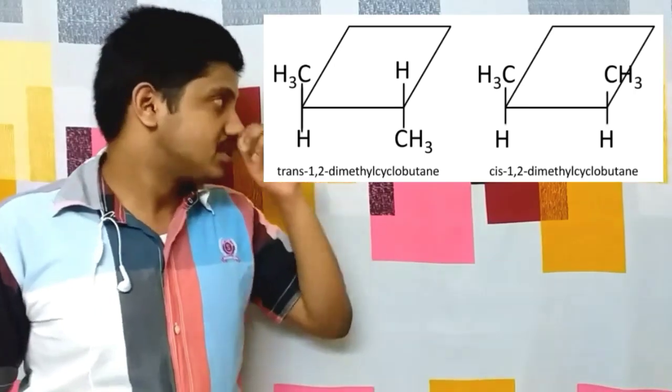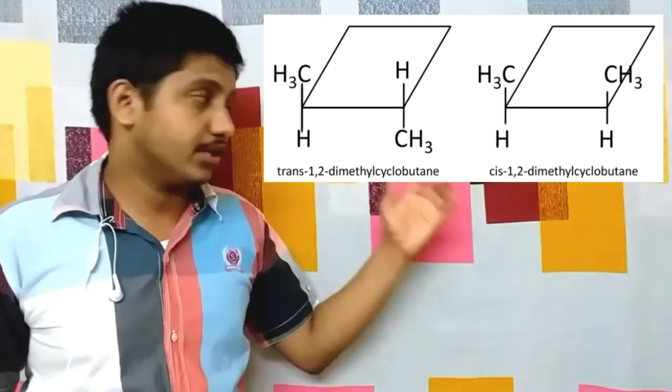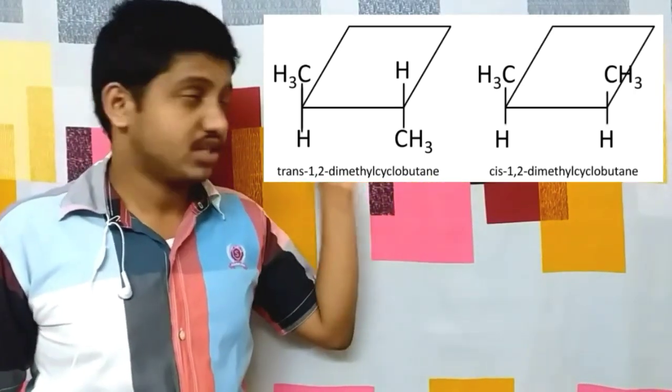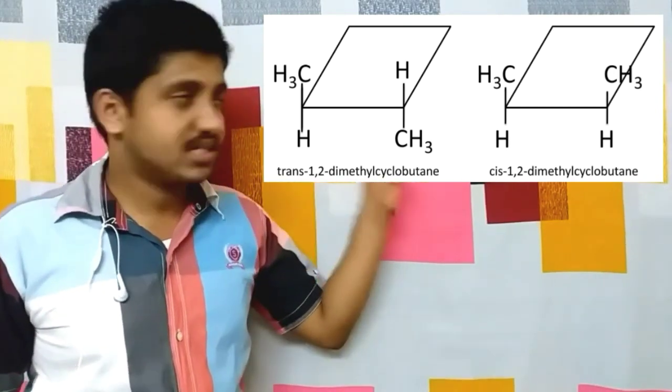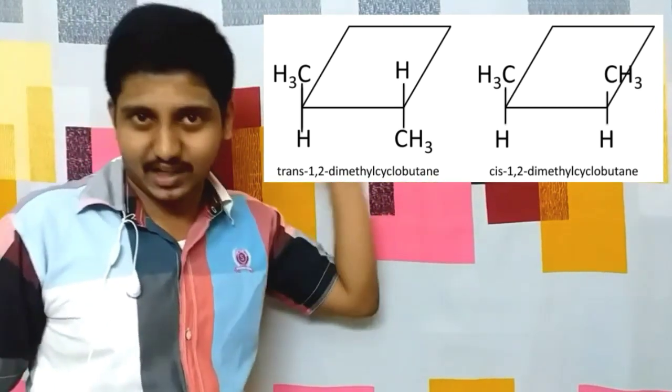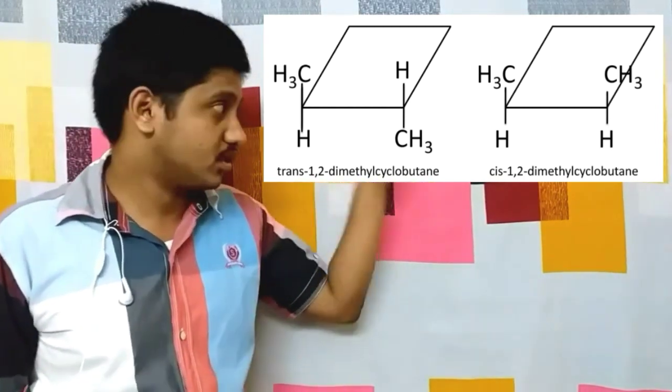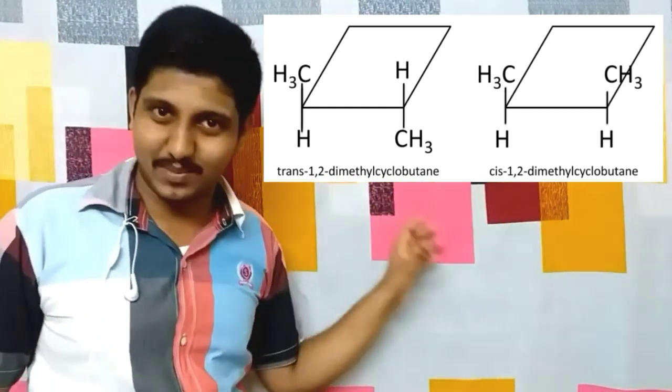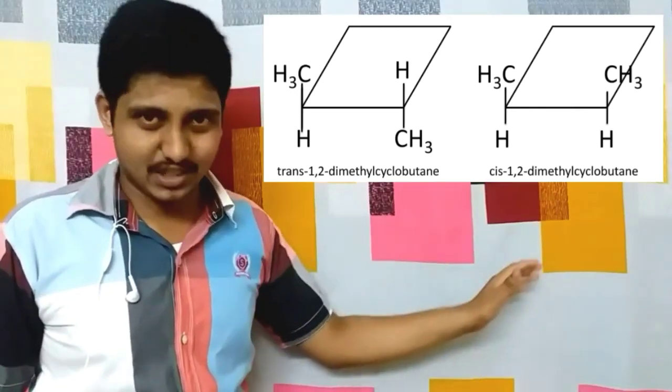Now let's go to the next topic, the cyclic ring compounds. How do they show geometrical isomerism? Geometrical isomerism is also shown by cycloalkanes, especially the di-substituted cycloalkanes. Let's look at the examples. We have di-substituted cyclobutane showing cis trans isomerism. That is, 1,2-dimethyl cyclobutane shows cis and trans geometrical isomerism.